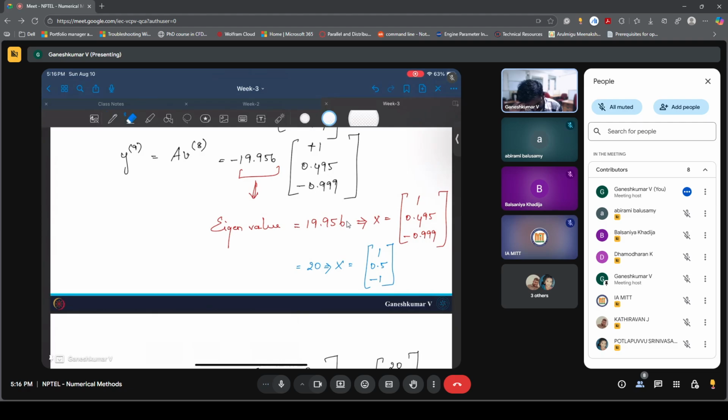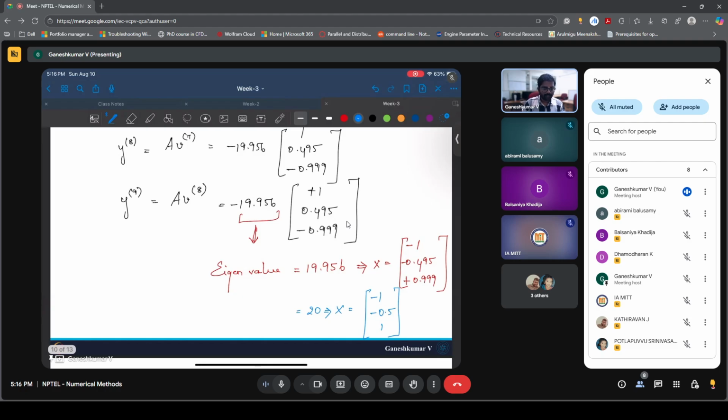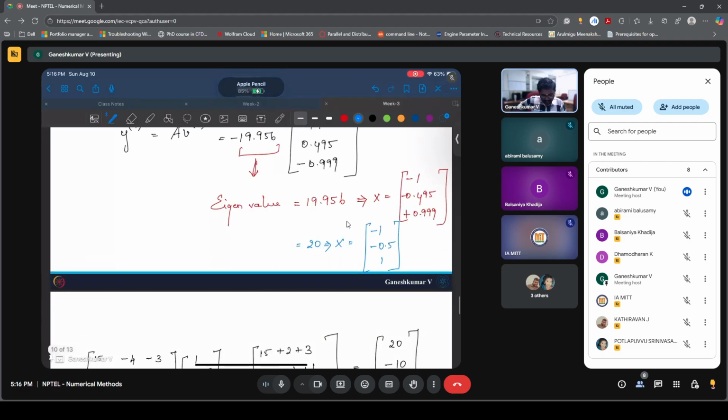Okay, so ideally, since, as you said, if I'm taking 19, then this should be minus, and this should be plus. But the question still remains, how did minus 19 become 19, right? Or, how did minus 19.956 become 20? Positive quantity.